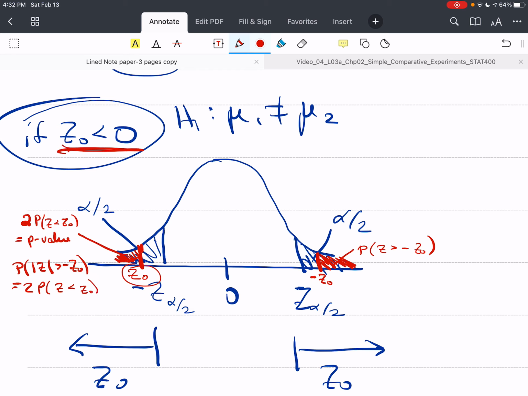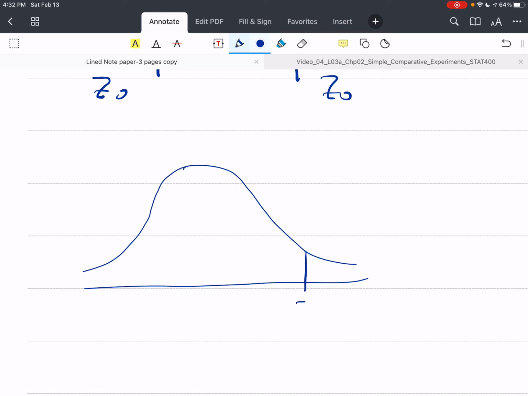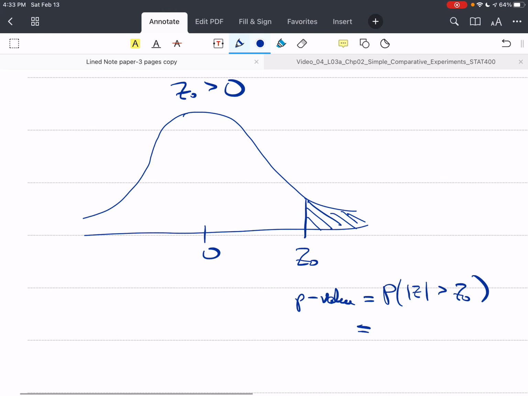Now, in the case where z naught is positive, then the p-value is going to equal the probability that the absolute value of z, the distance from 0 to z, is greater than z naught, if z naught is positive. And this is going to be 2 times the probability that z is greater than z naught.